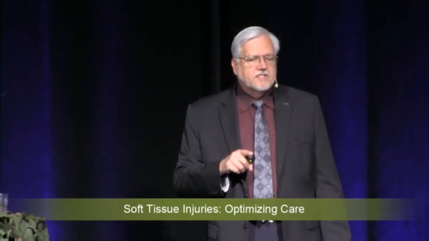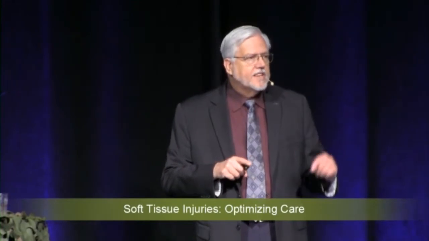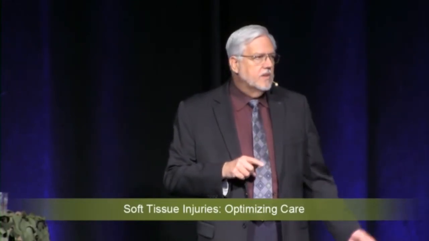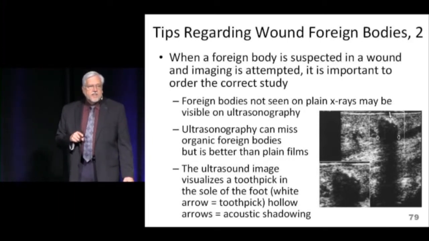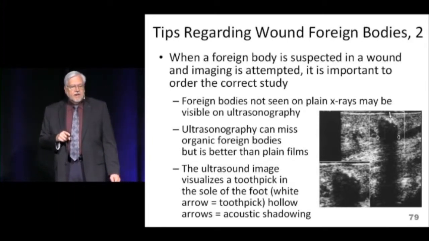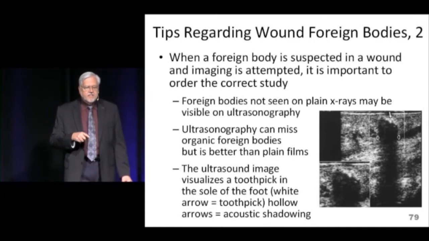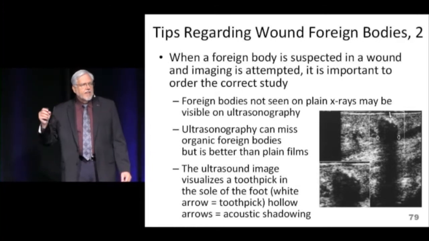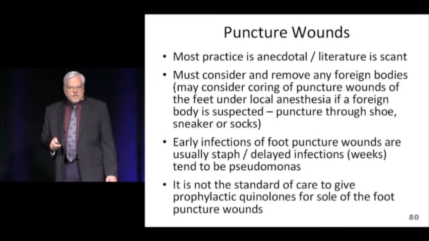So when a foreign body is suspected in a wound and imaging is attempted, it's important to use the right study. Now, obviously, it's real easy to get an X-ray, but sometimes getting an ultrasound may be worthwhile too. Ultrasound may miss some organic foreign bodies, but sometimes it's better than a plain film. Especially if visualizing a toothpick in the sole of the foot, or if a nail went through a shoe and there may be something that's opaque enough to see.